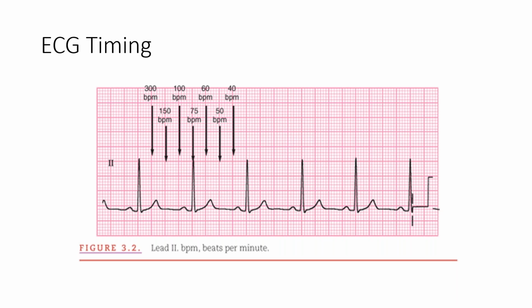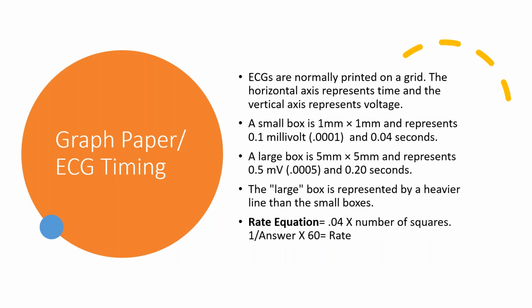But the big one that I want to talk about is 60 beats per minute. At 60 beats per minute, we have 1 ECG beat every 1 second. Interesting, because pretty much every ECG simulator that I've ever seen has a 60 beats per minute setting on it. Wonder why that is. We'll look at that a little bit more.